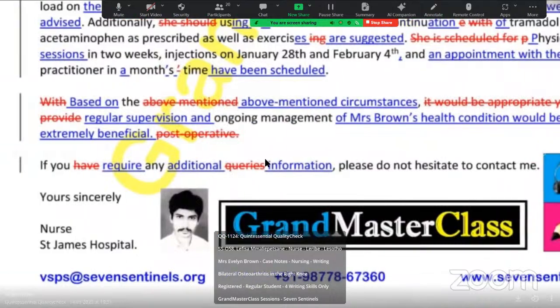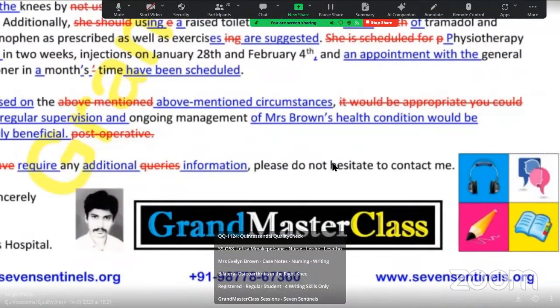See the correction styles. This is quality check style of correction. So there are two types of corrections.